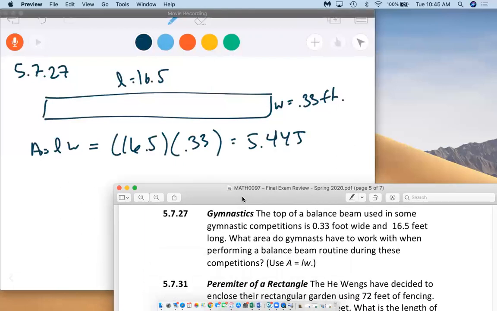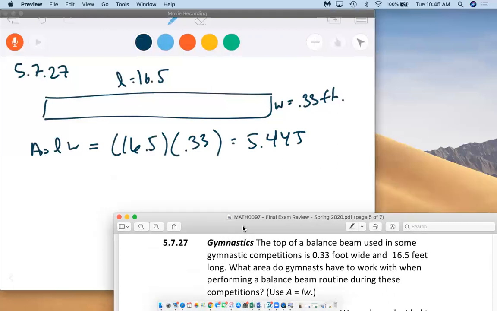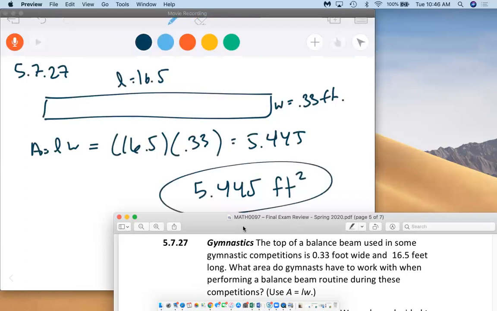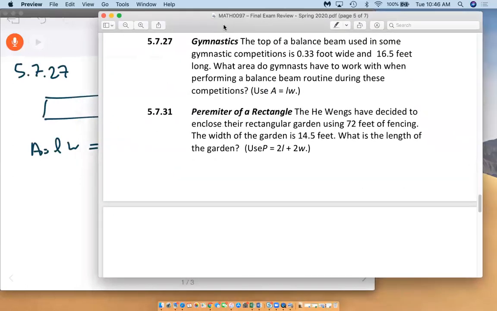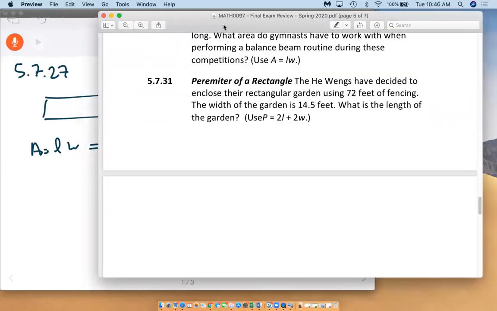And what does it say for rounding? It does not say to round, so we would just input that answer. So we have 5.445, and it's square feet, like that, feet squared. All right, any questions there? That one was pretty straightforward. Good.